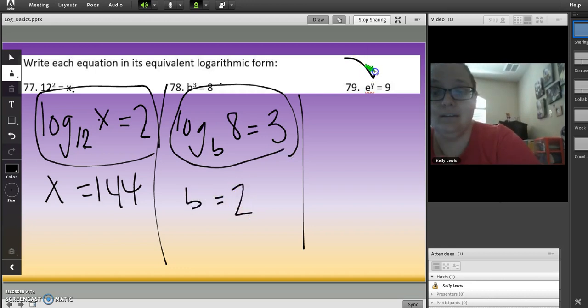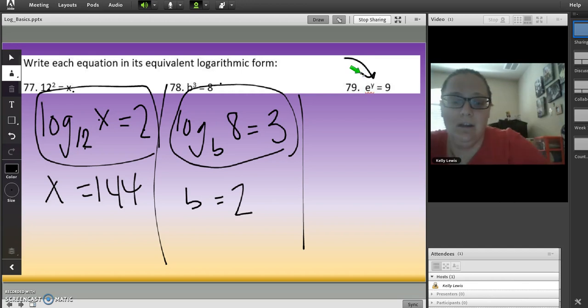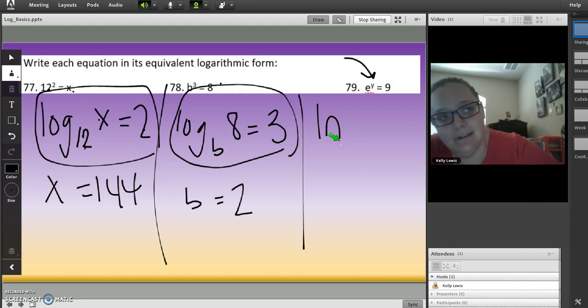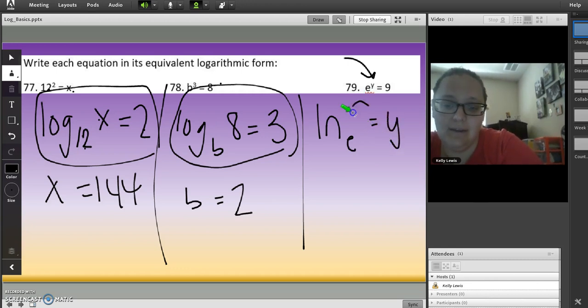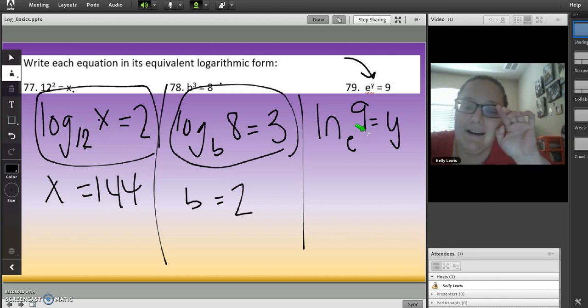Okay, here we have e. e is natural log. So instead of writing log, I'm going to write natural log, ln. It's backwards because of Latin. A lot of times English is backwards in Spanish, then Latin, then German. All right, so natural log, e equals, okay, the y, and 9. It's some decimal, so I'm not going to write it, but that's how you rewrite it.